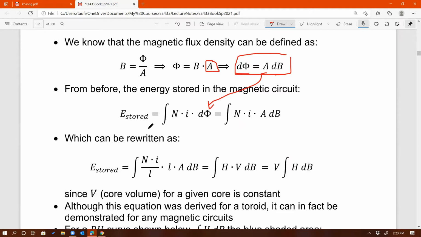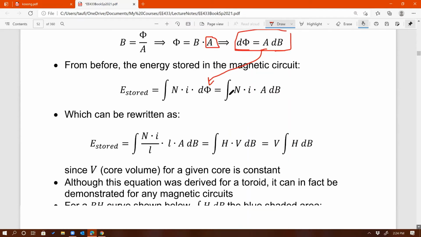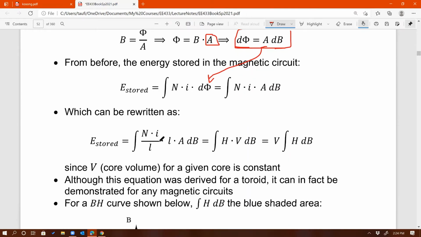So now I know that the equation for stored energy in the core is equal to the integral of N times I times A times dB. Okay, so far so good, hopefully. All right, then I'm going to divide and multiply by L. I could do that, right, mathematically. So divide and multiply by L.